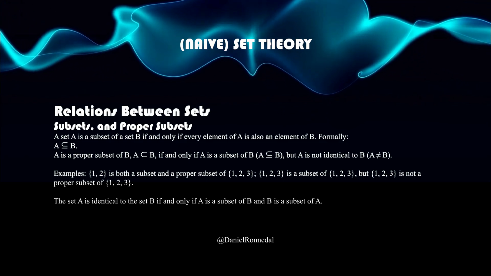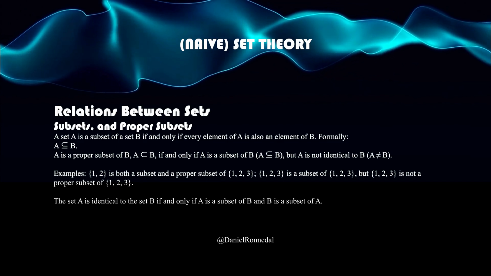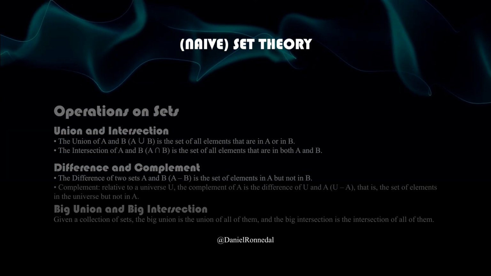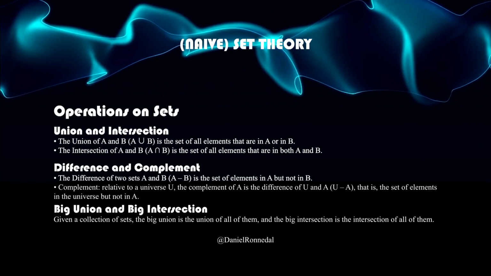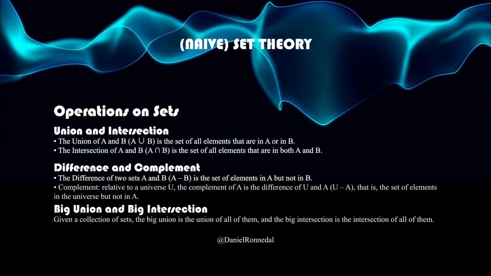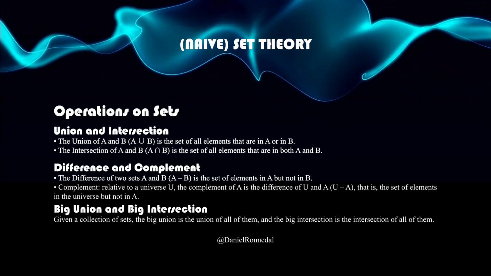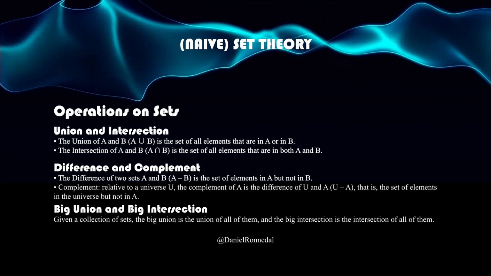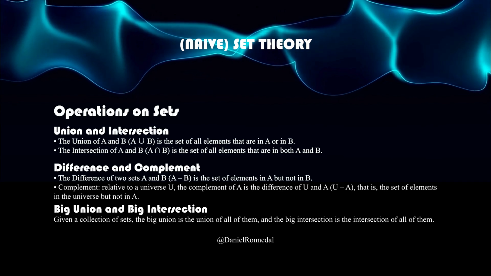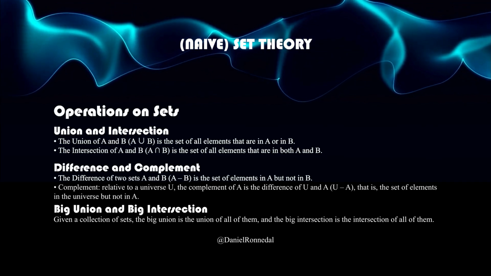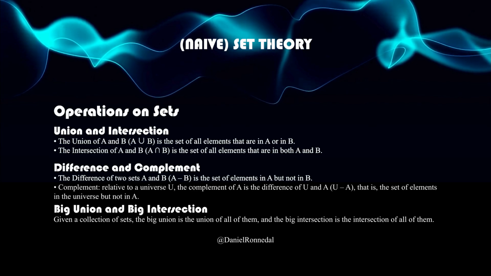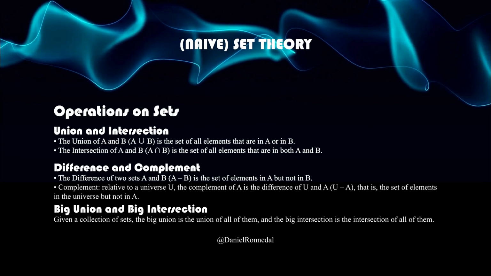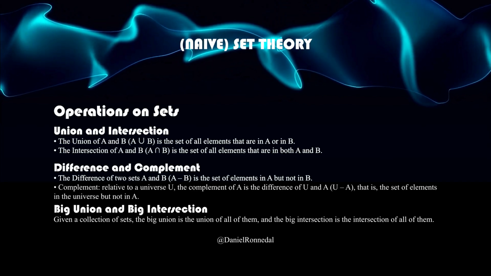The set A is identical to the set B if and only if A is a subset of B and B is a subset of A. The union of A and B is the set of all elements that are in A or in B. The intersection of A and B is the set of all elements that are in both A and B. The difference of two sets A and B is the set of elements in A but not in B. Complement: relative to a universe U, the complement of A is the difference of U and A, that is, the set of elements in the universe but not in A.